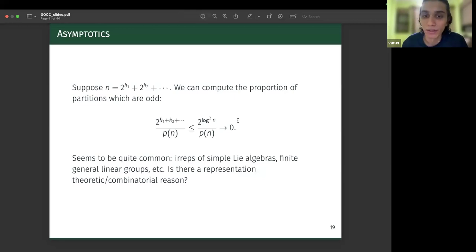This seems to be quite common. This phenomenon shows up in the irreducible representations of the simple Lie algebras. It shows up for the finite general linear groups, etc. And it's an interesting thing to think about if there is a representation theoretic reason for this. If there is a combinatorial reason for this, because in a lot of these cases, these things count some objects. And is there a reason why, when n is large, the number of these objects becomes more and more even?